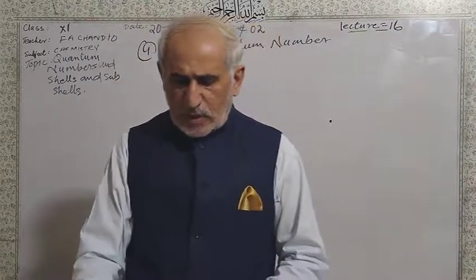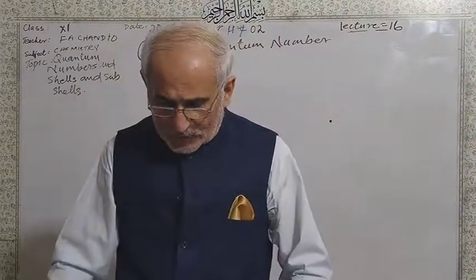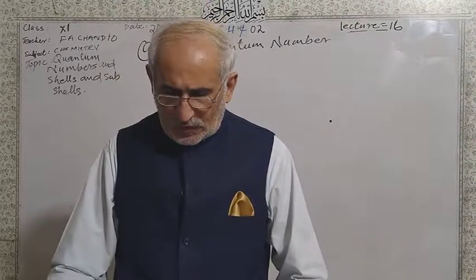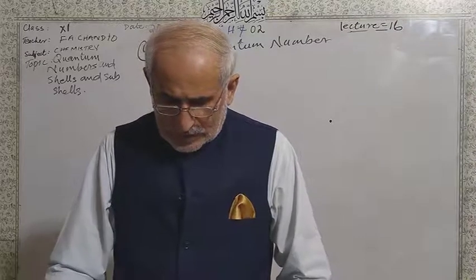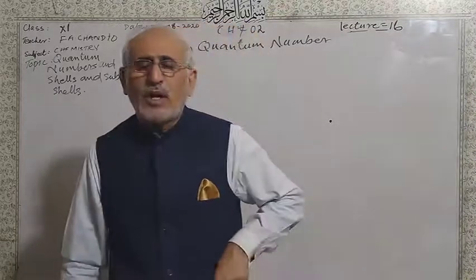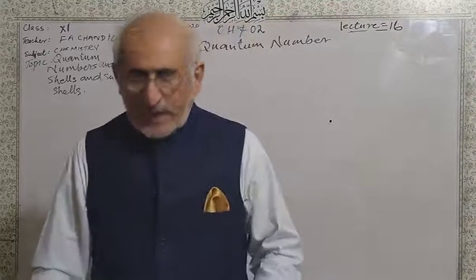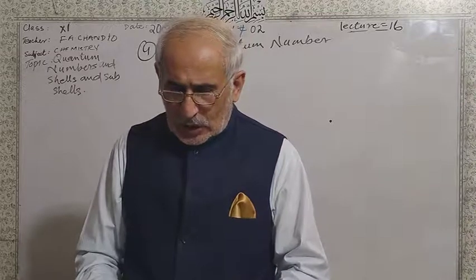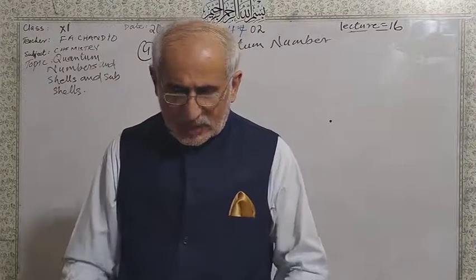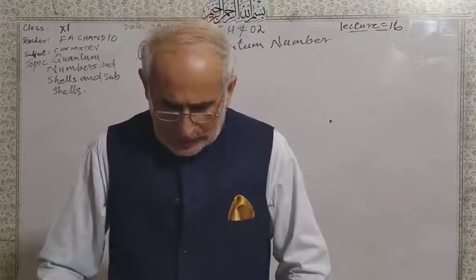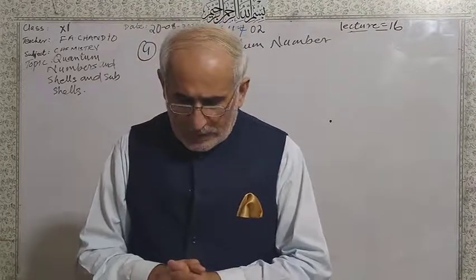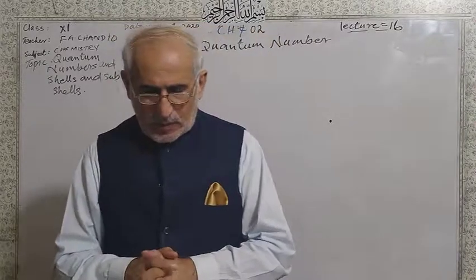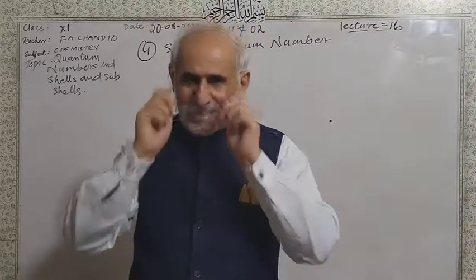So, dear students, the spin quantum number describes the spin of the electron, the direction of spin in an orbital. So, in 1925, the scientists suggested that an electron, while moving in an orbital around the nucleus, also rotates or spins about its own axis.